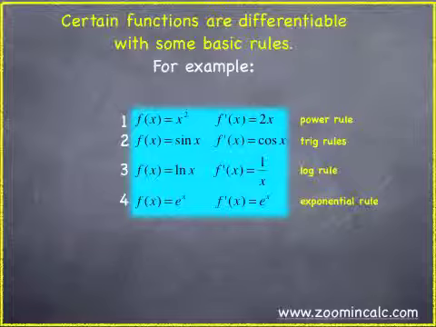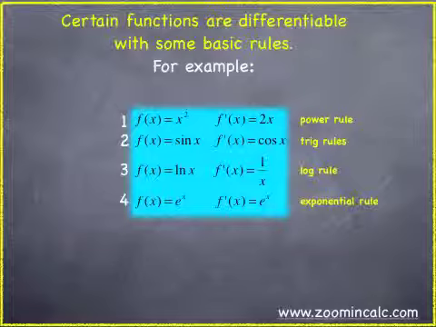For example, in item 1, you may have a function that's in the form x to the n. In this case, we have x squared. So that's in that form, and we know to use power rule, take the derivative, and in this case you would get 2x.